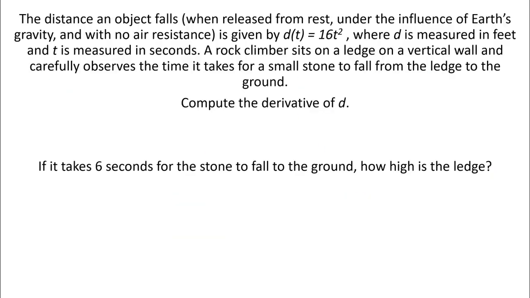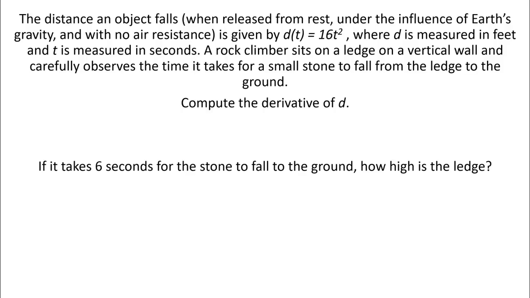Let's take a look at this example. The distance an object falls when released from rest under the influence of Earth's gravity and with no air resistance is given by the function d of t equals 16t squared, where d, the distance, is measured in feet and t, the time, is measured in seconds. A rock climber sits on a ledge on a vertical wall and carefully observes the time it takes for a small stone to fall from the ledge to the ground.